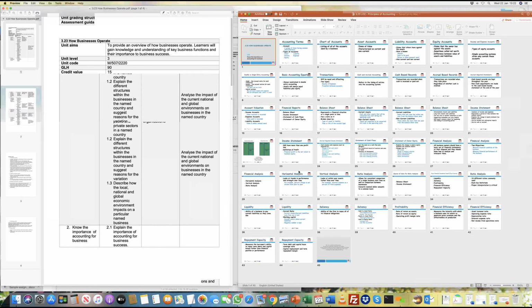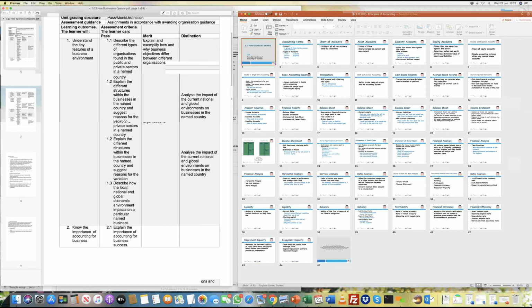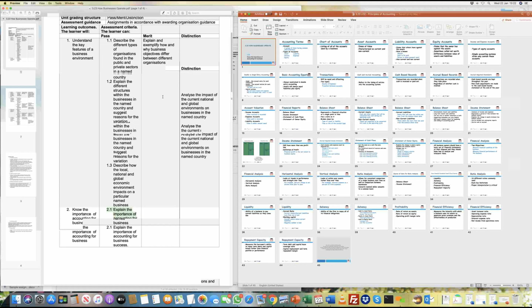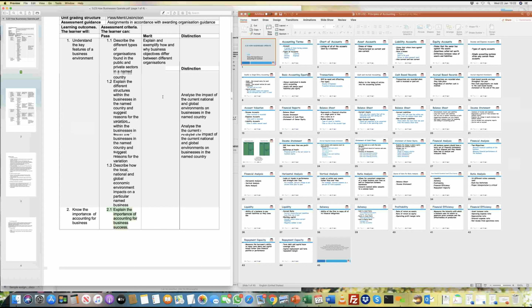So I think if you recall, what we did last time was we started off this particular unit, which is how businesses operate. And in this, we looked at 3 or 4 different aspects. So one, we understood how businesses are structured, in terms of ownership.